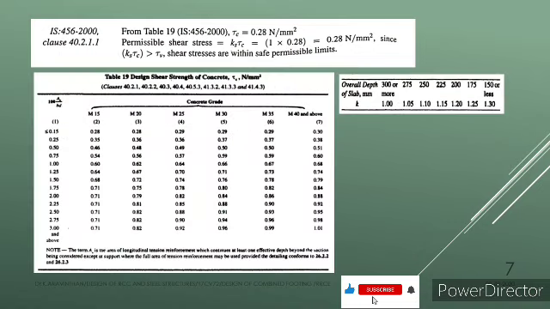So, from the table, you have to check. For M20 grade of concrete, we got 100 AST BD is 0.157. So, let us take the first value of 0.15. So, we are having 0.28 Newton per mm square. This is known as tau C. So, tau C value is 0.28 Newton per mm square.